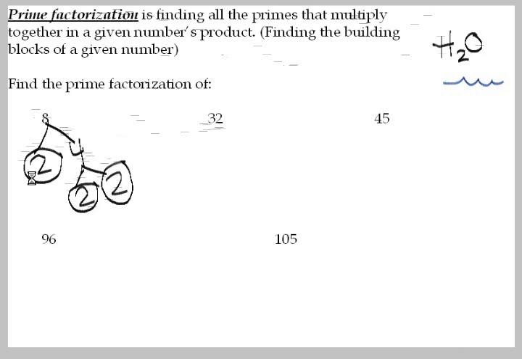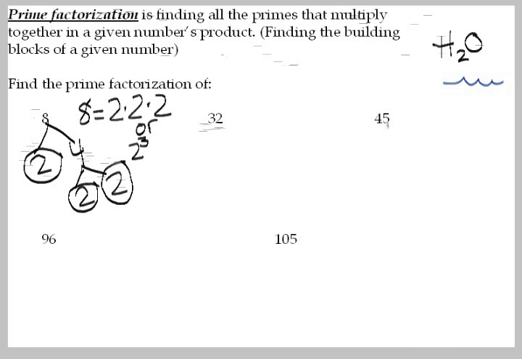And once we get to the point where we can't break down the number any further, we see what we have circled, and those are the prime factors. So we know that 8 equals 2 times 2 times 2. Or we can say that 8 equals 2 to the third. Let's look at another example.